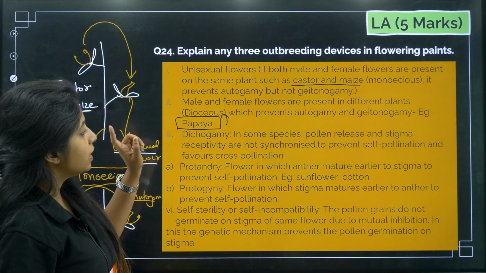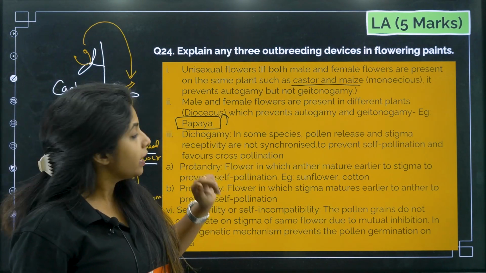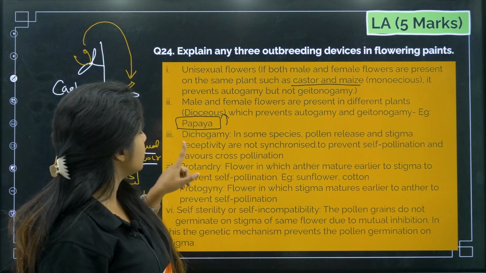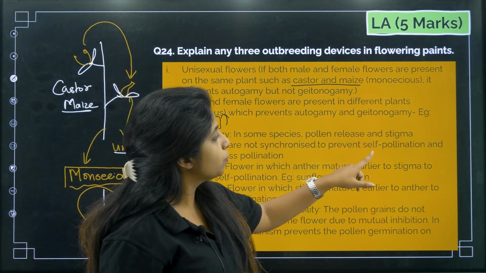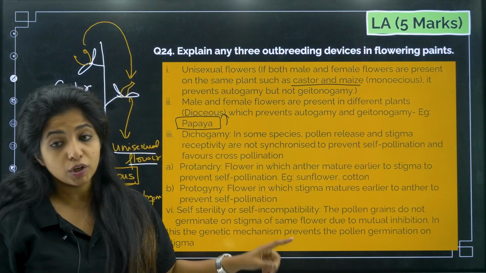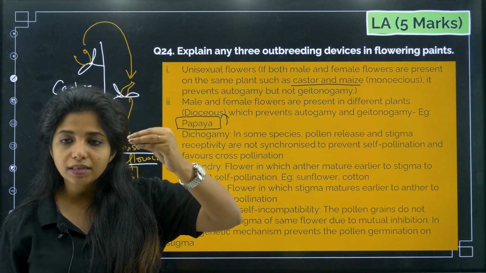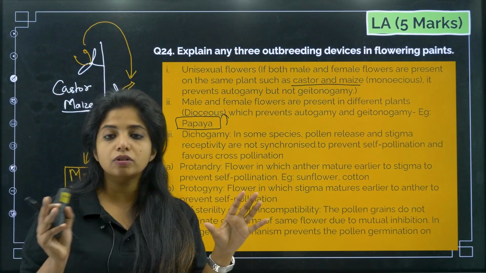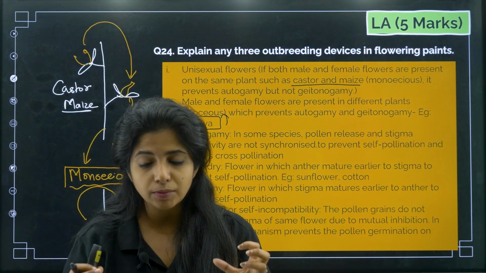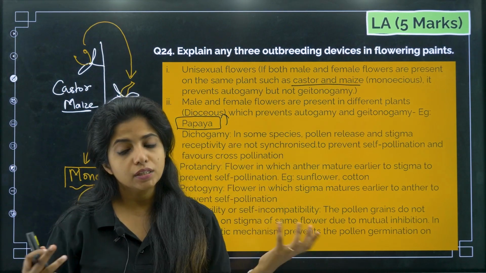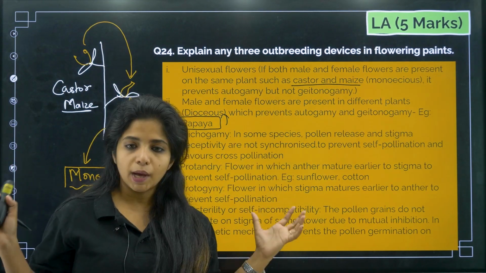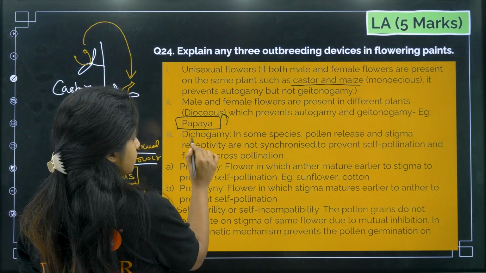Okay. Now, dicogamy is there. This is a technique. In some species, the pollen release and the stigma receptivity are not synchronized, to prevent self-pollination and favor cross-pollination. This is what I was saying. So, pollen release time and stigma receptivity time are not synchronized. If the stigma is not receptive, it won't be able to get the pollen, and hence fertilization won't happen. So, this is known as dicogamy.